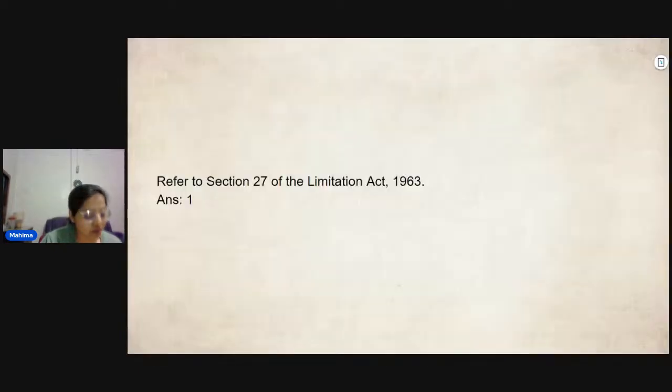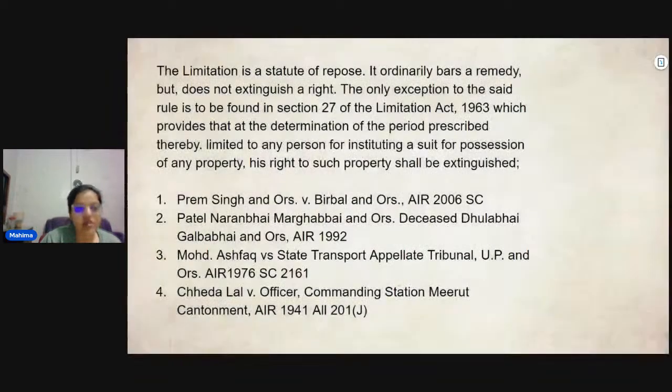Yes, it is option number one. Yes, correct. The limitation is the statute of repose. It ordinarily bars a remedy but does not extinguish a right. The only exception to the said rule is to be found in Section 27 of the Limitation Act 1963, which provides that on the determination of the period prescribed thereby for any person to institute a suit for possession of any property, his right to such property shall also be extinguished.